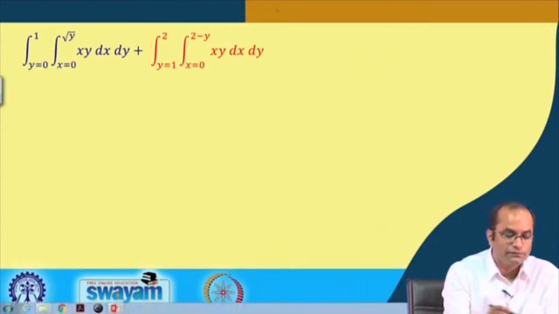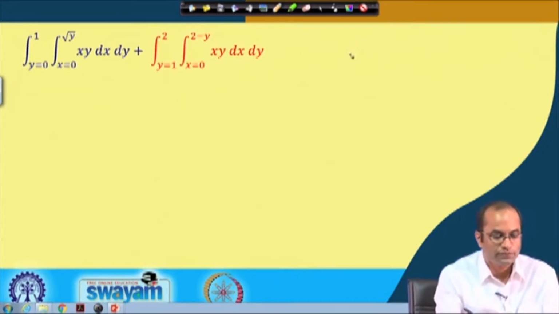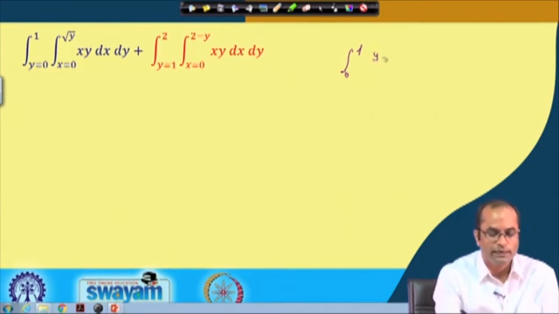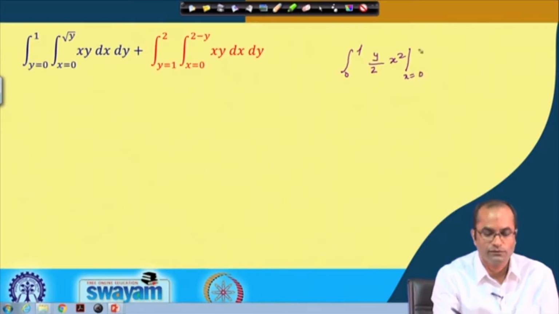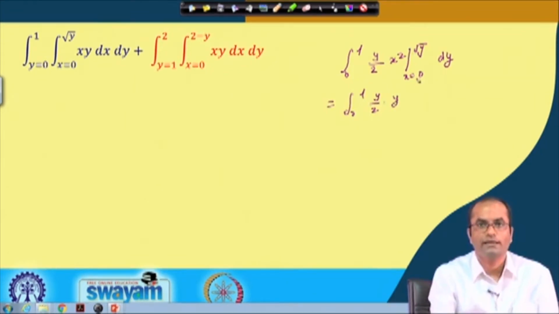So, considering the first integral, y goes from 0 to 1 and x goes from 0 to square root y. So, the first integral is 0 to 1, and with respect to x, when we integrate x, this will be x square by 2, and we put the limits for x, 0 to square root y, and this is dy. So, 0 to 1, and we have y by 2, since x square will become y when we put square root y, minus 0. So, we have y and this dy.